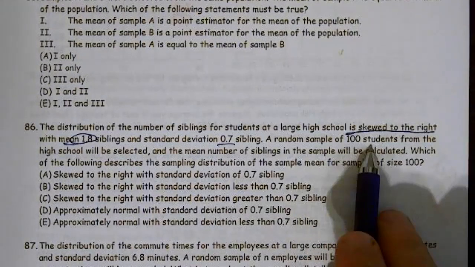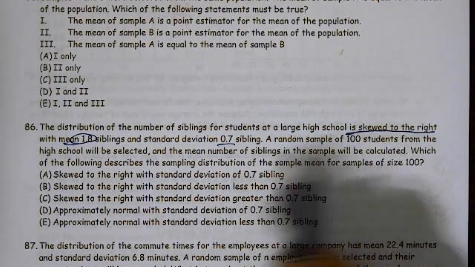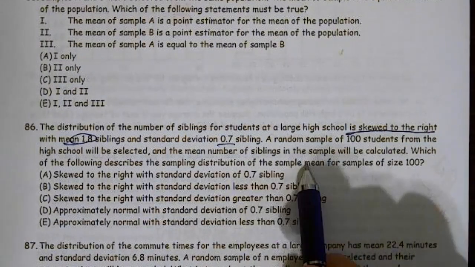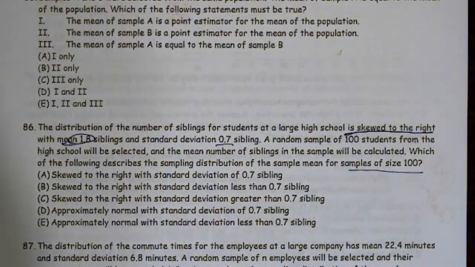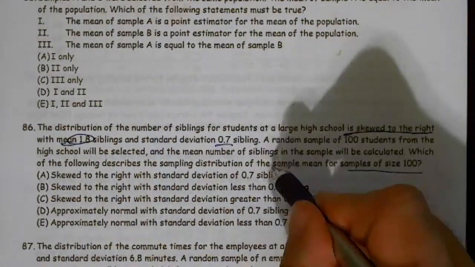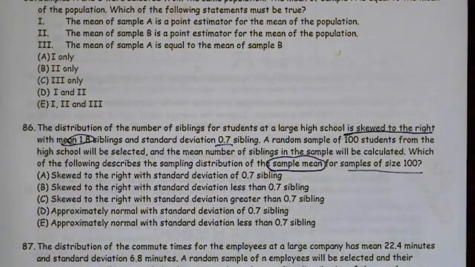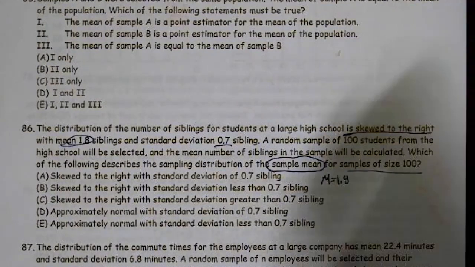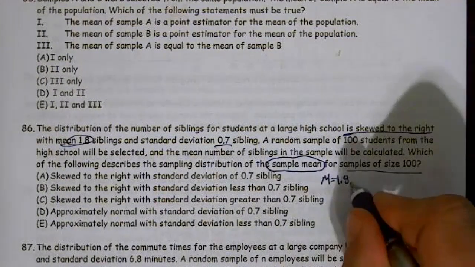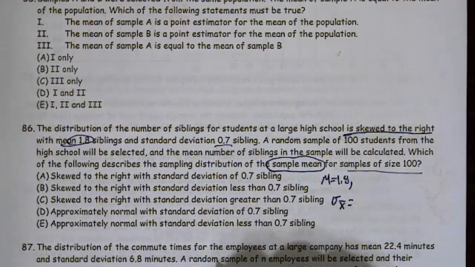A random sample of 100 students from the high school will be selected, and the mean number of siblings in the sample will be calculated. Which of the following describes the sampling distribution of the sample mean for samples of size 100? All right, so here's the thing. We want the distribution of the sample mean. So if you're talking about the sample mean, first off, the mean is the mean is the mean. So the mean is going to be 1.8. That's no big deal. Or x bar equals 1.8.